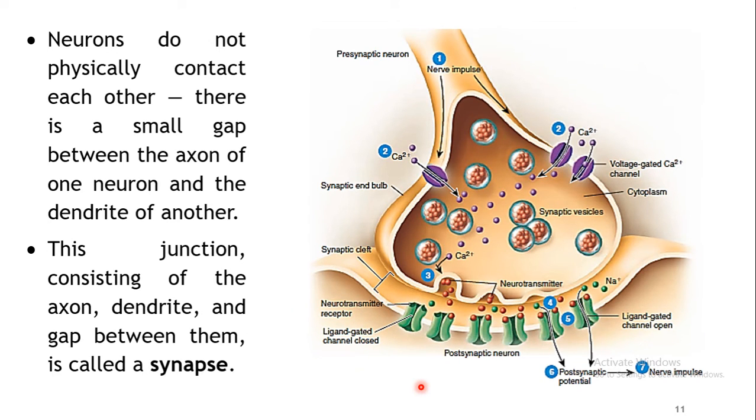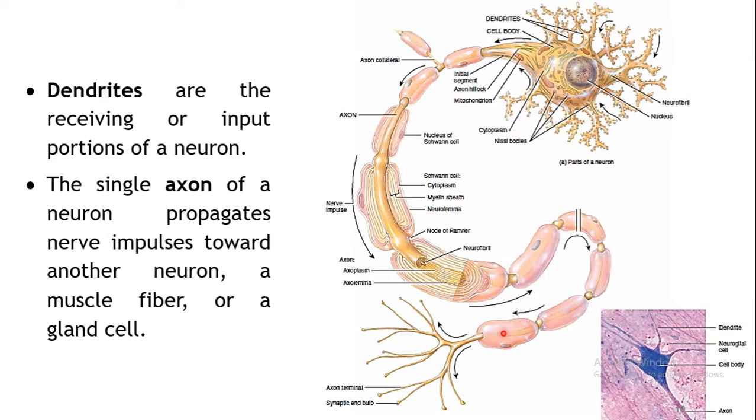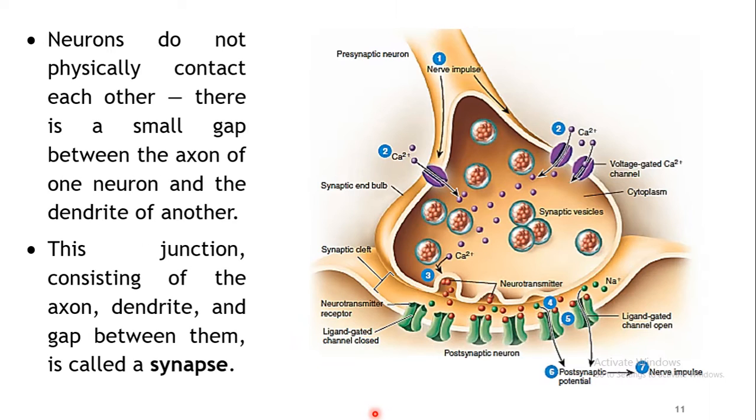Now, when a signal is transmitted from one neuron to another neuron, as I've told you, a signal may be transmitted from one neuron to another neuron, or from a neuron to an effector cell. When one neuron transfers its signal to another neuron, actually there is no physical contact between the two neurons. As you can see, this is the synaptic end bulb, as we have seen in the earlier picture, that these are the axon terminals.